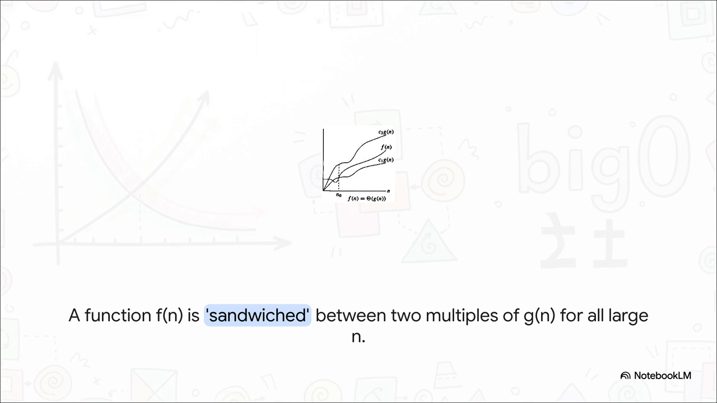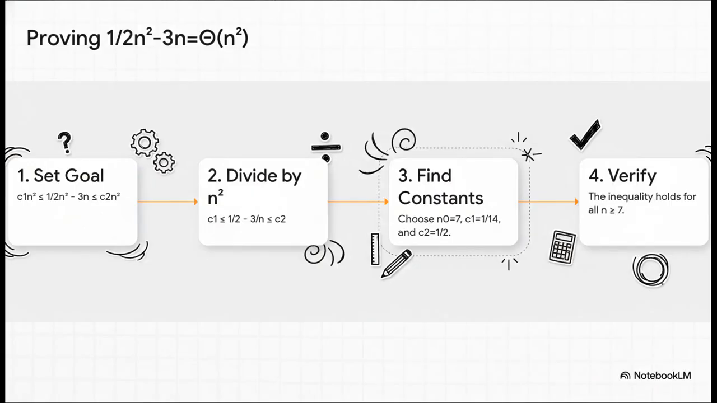It's completely contained between those two boundary lines. Its growth rate is essentially locked to g of n. That's exactly what we mean when we say g of n is a tight bound. Let's make this real for a second. How would we actually prove that 1/2 n squared minus 3n is theta of n squared?